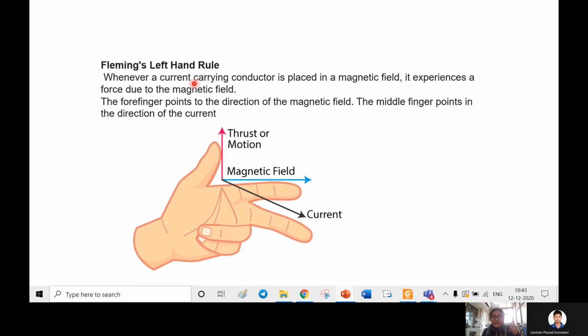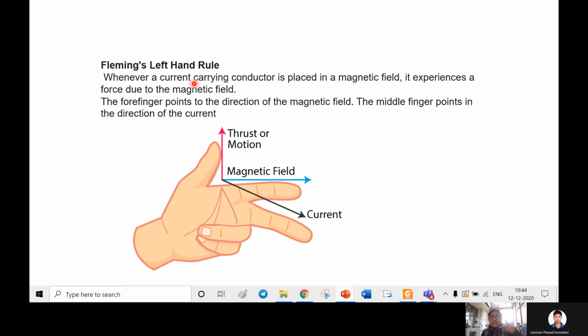Take your left hand. It is used whenever a current-carrying conductor is placed in a magnetic field. The current-carrying conductor will experience some force due to the presence of the magnetic field. If you want to find the direction of the force on this current-carrying conductor due to the magnetic field, you have to apply Fleming's left hand rule.